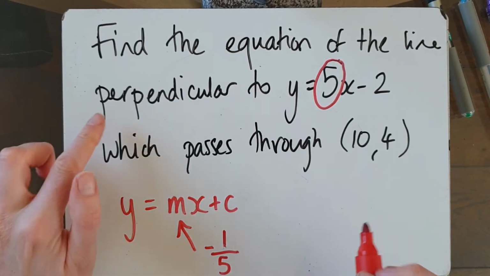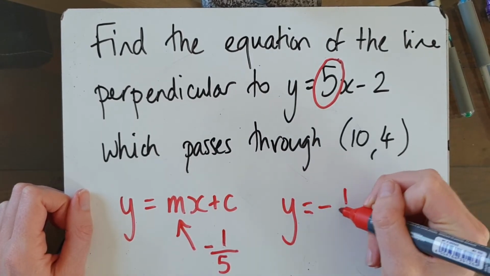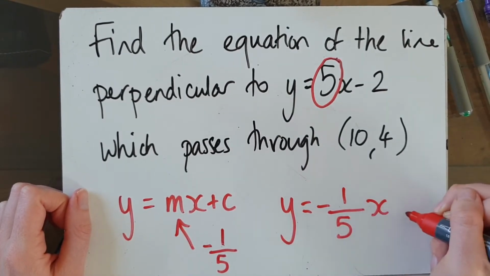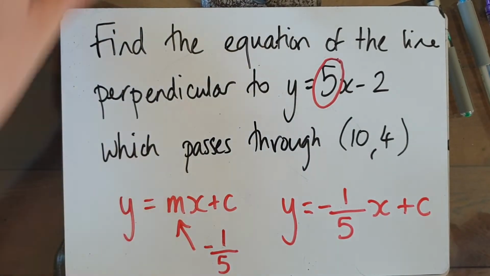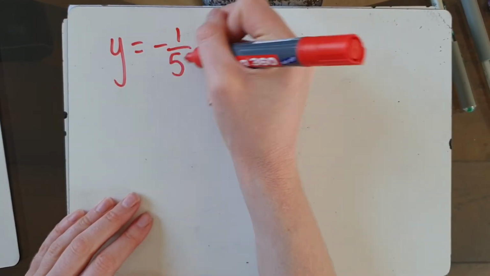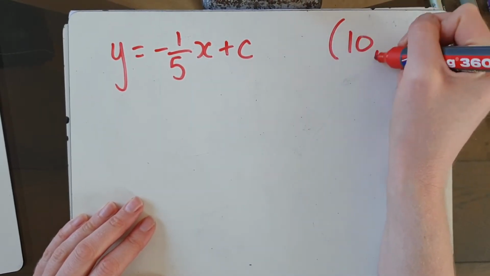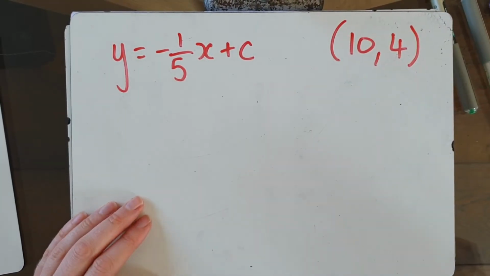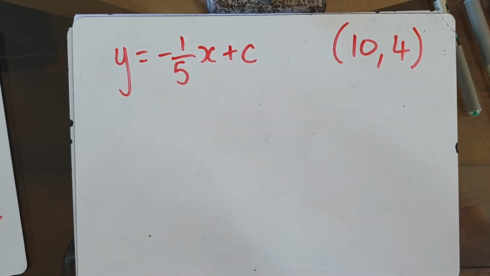So it's going to be negative 1 over 5. So the equation of the perpendicular line is going to be y equals negative a fifth of x plus some constant. So we know y equals negative a fifth of x plus some constant, and we know it passes through (10, 4). So we're going to substitute this into here and find out what that constant is.